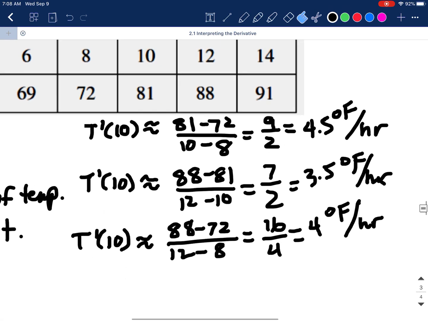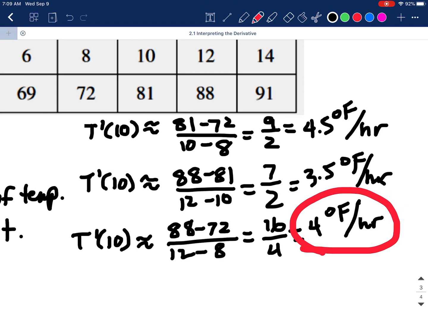So again, we don't have specific information to know which one of these is going to be better. You might think, well, 4 is right in between both of those upper and lower estimates. So maybe 4 is better. So again, we don't really know exactly what is going to give us the best approximation, but all three of these seem pretty good, right? They're all within a degree Fahrenheit of each other.